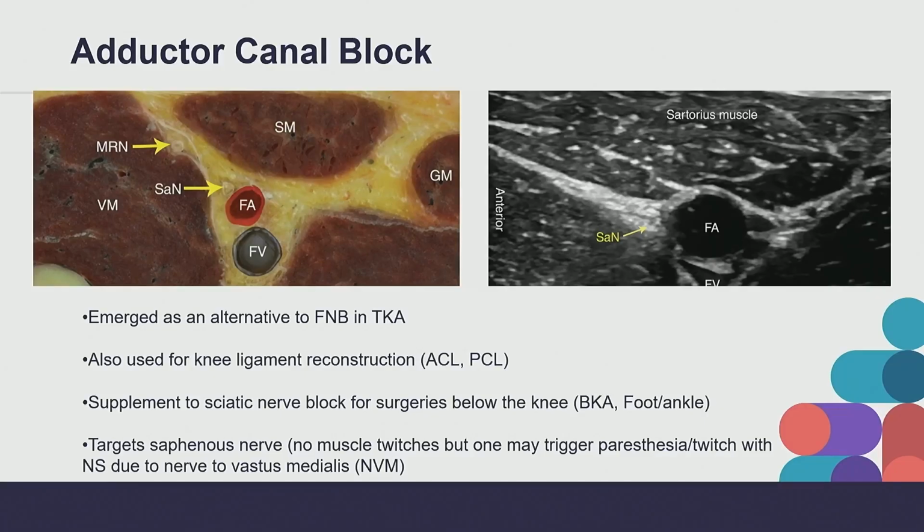Again, it targets that saphenous nerve, so you shouldn't see any muscle twitching if you're very close to the actual superficial femoral artery, because the saphenous nerve tends to lie right in that periarterial region. But within this plane between the sartorius and the vastus medialis, a little more laterally, you should see the nerve to vastus medialis. And so if you do see some twitching, you may be a little too lateral.